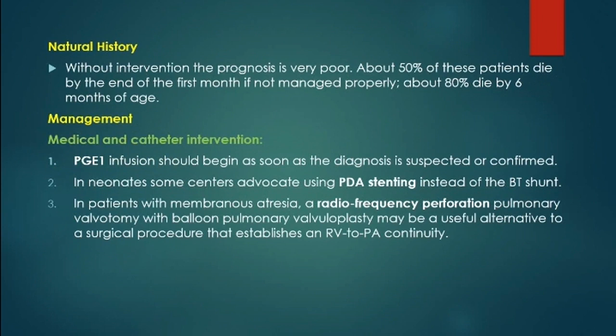Without intervention, the prognosis is very poor. Almost 50% of these patients die by the end of the first month, and 80% will die by the age of 6 months. Management includes medical, cath intervention, and surgical intervention. Once these patients are diagnosed, prostaglandin E1 infusion should be started to maintain PDA patency.